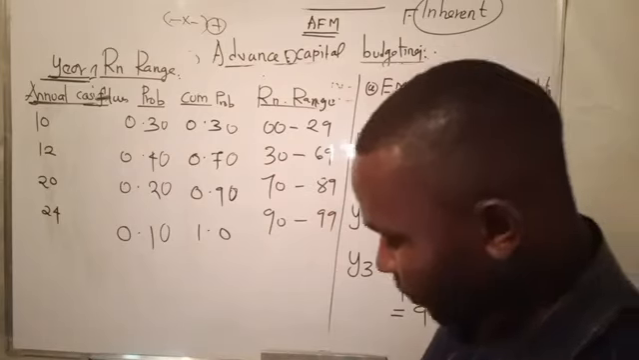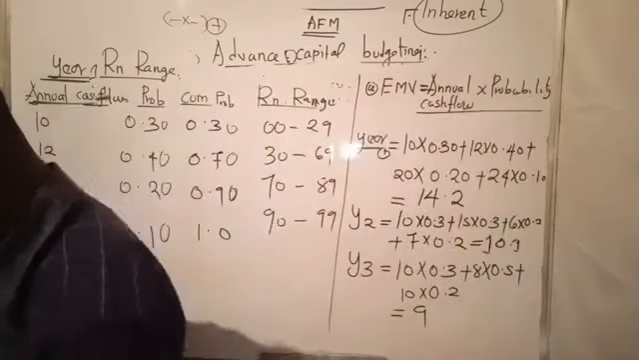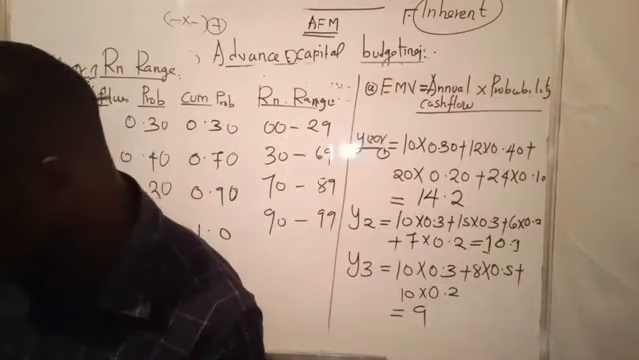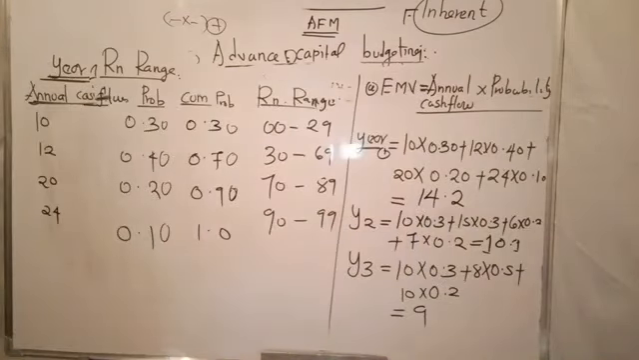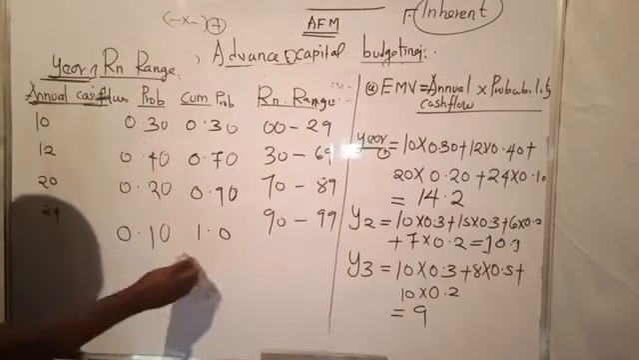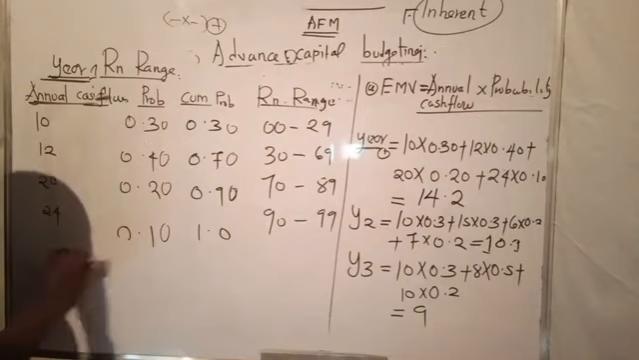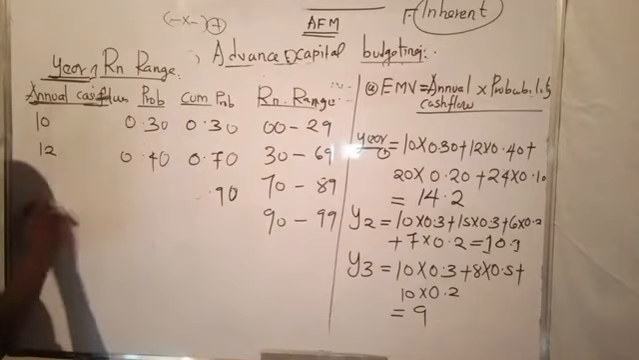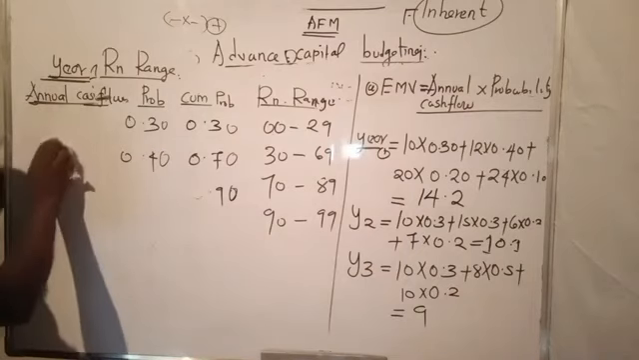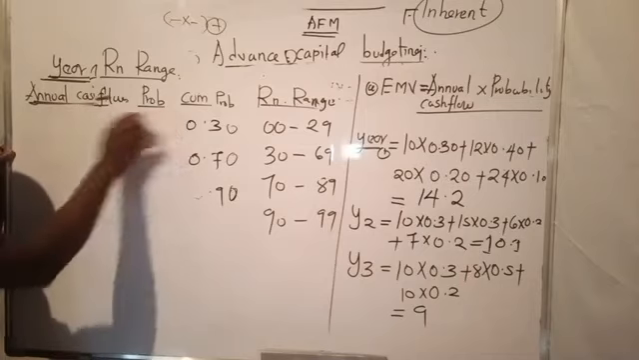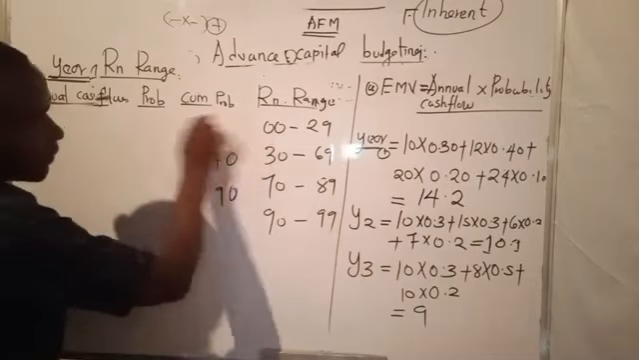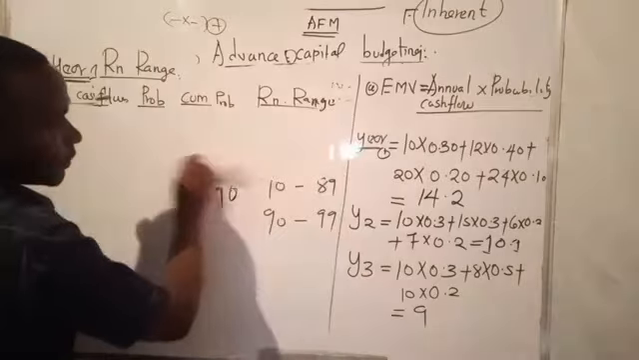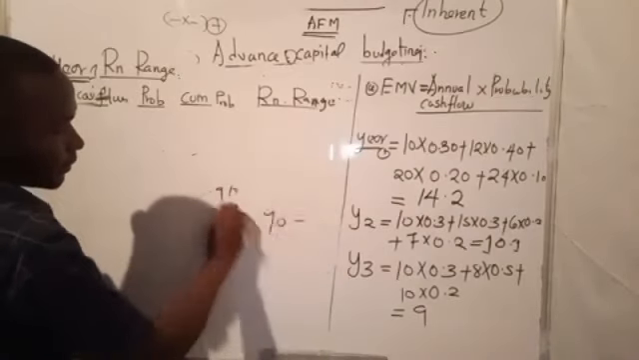So once you get those, we come to how do we get the NBV? Let me start by asking, how do we get the NBV? This is section 3, financial management. How do you get the net book value?